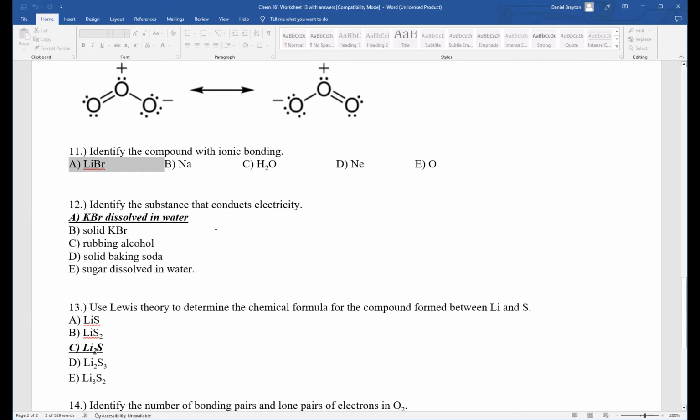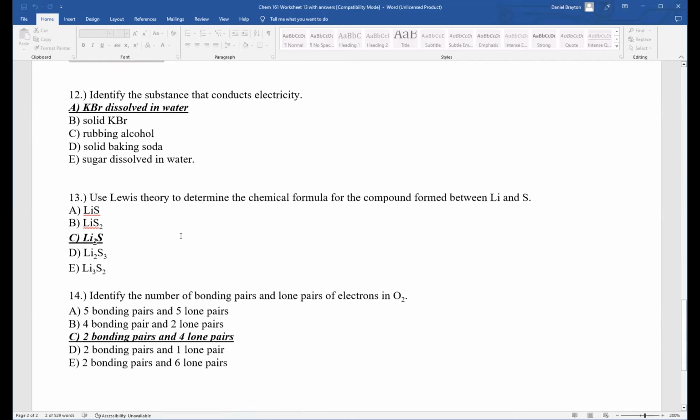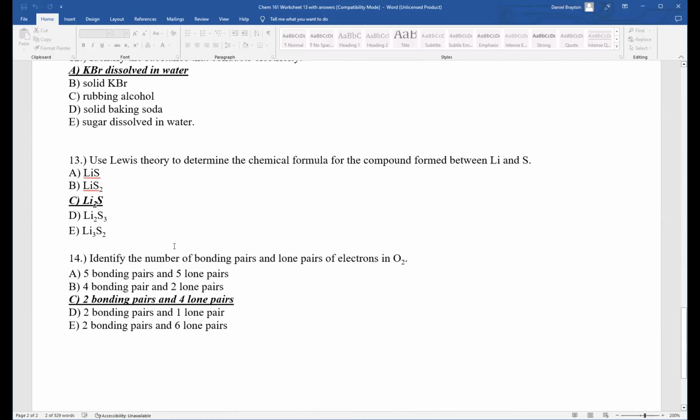Identify the substance that conducts electricity. I didn't put one of these on the test. This is just where the term electrolyte comes from. And you'll see this again in Chem 162 when we talk about batteries and electrochemistry. There was a picture of it in the book, and that's where the term electrolyte came from. But I wouldn't put that on the test. I think that's exactly fair.